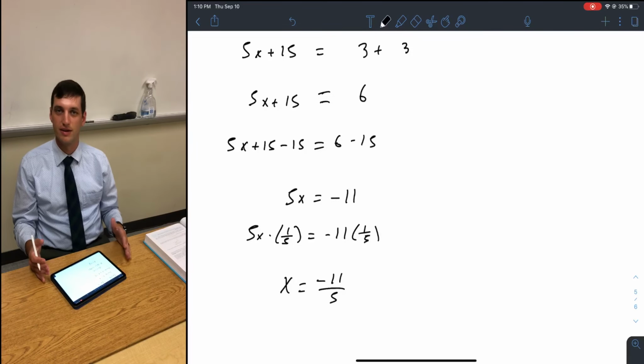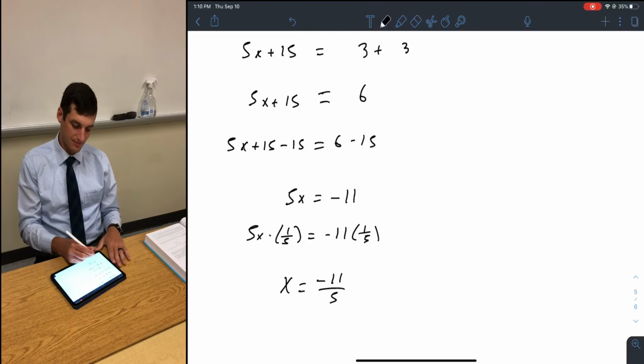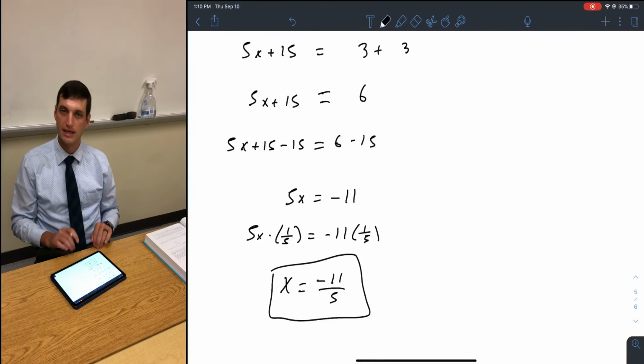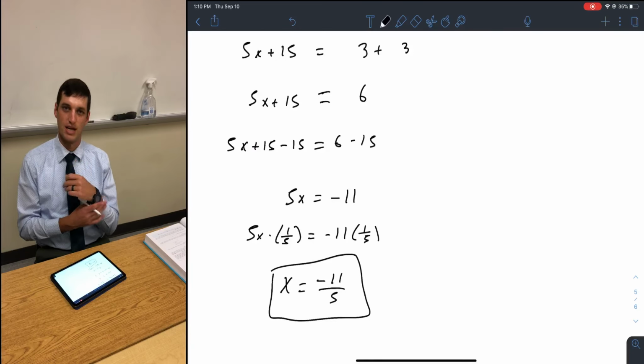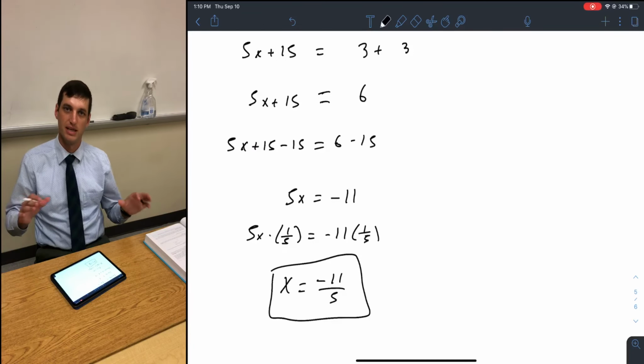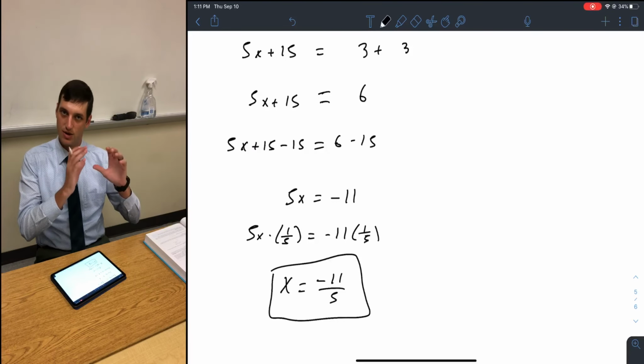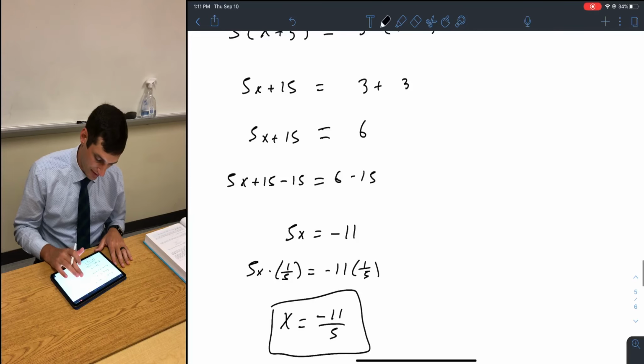I'd rather you leave it in fraction form instead of writing it out as a decimal, because it's more precise. Sometimes decimals can be inexact in an estimate. Well, I don't want estimates. I want 11 over 5 as a fraction.